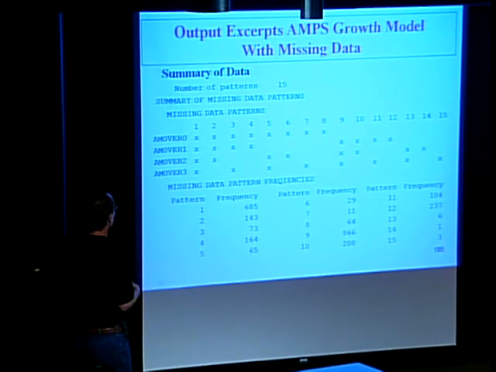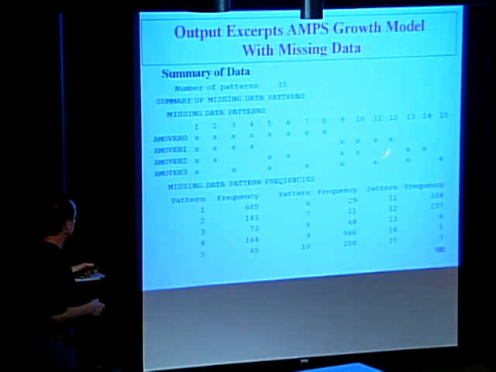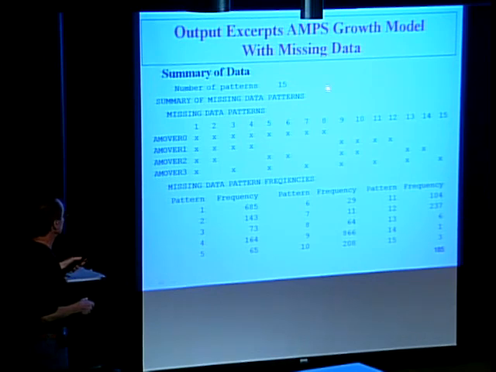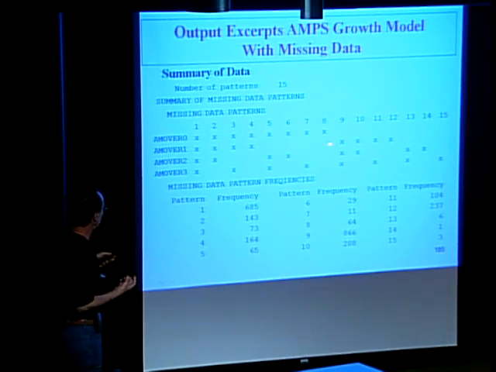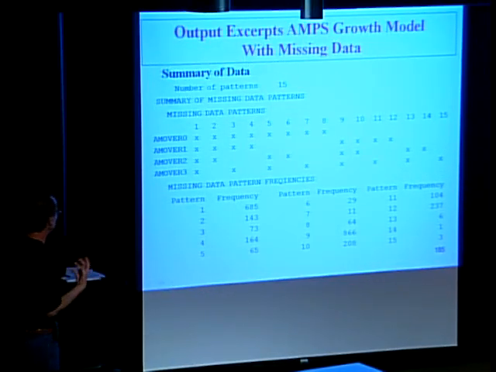You may want to make a little note here that these X's mean data not missing. So X is present. The empty spots mean missing. X means observed. And in these data, there are 15 different patterns. They are numbered like this.